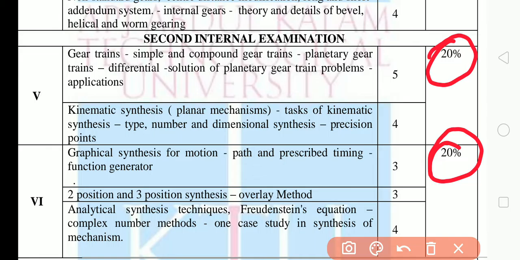That means the fifth and sixth modules have to be given more importance from the university's examination point of view, because the fifth and sixth modules together constitute 40% of marks. The total marks is 100. 40 marks will be coming from these fifth and sixth modules, and usually the university follows the same pattern for the examination. That is how the syllabus is distributed.